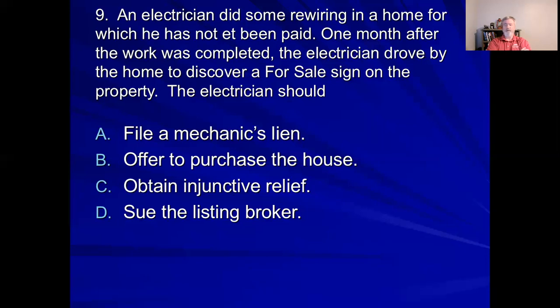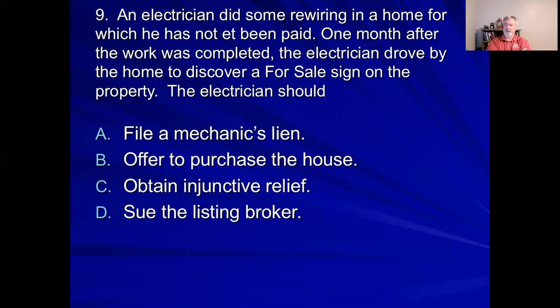Obtain an injunctive relief. No, that's not happening. Offer to purchase the house. Never seen that happen before. People say, but they could. Okay, yeah, they could. But given this question and these answers, which one is the best answer?